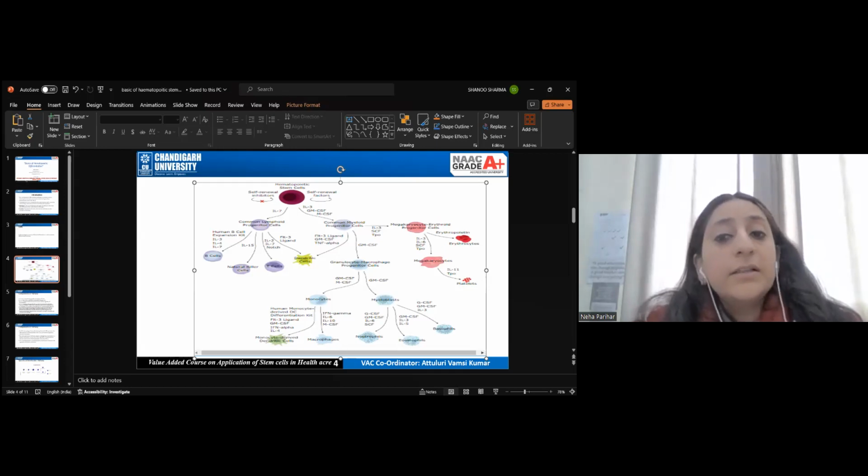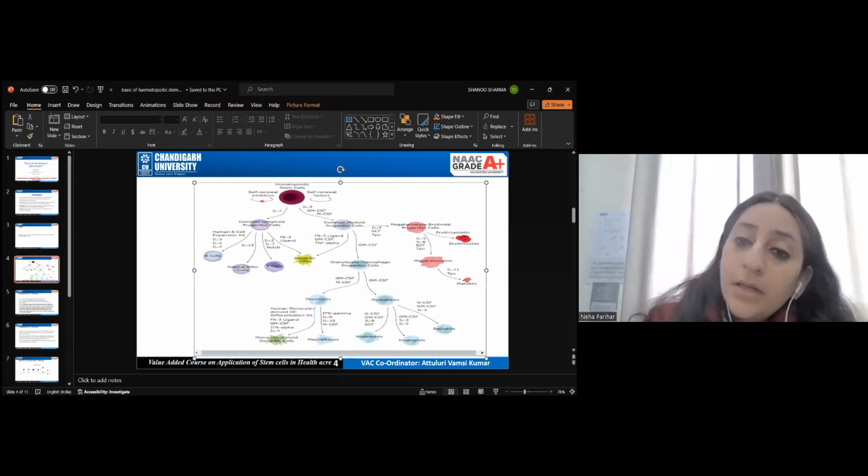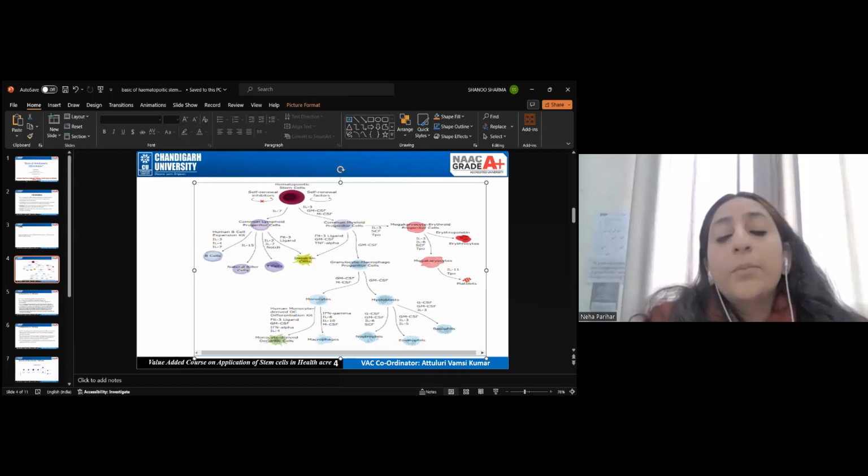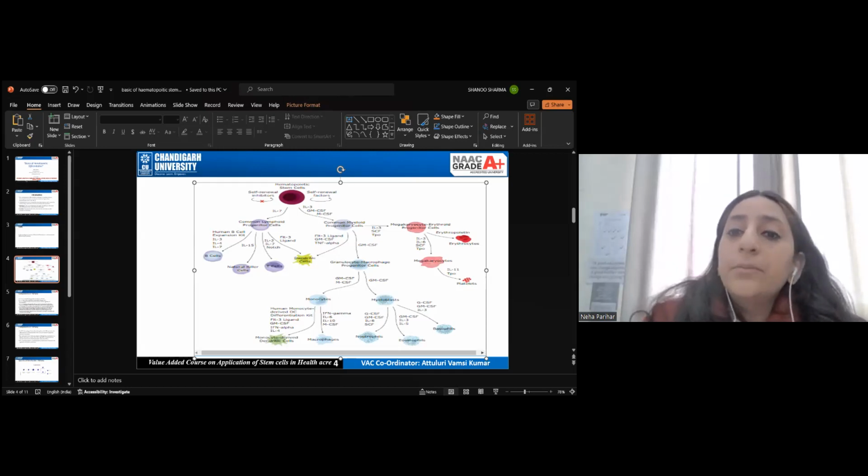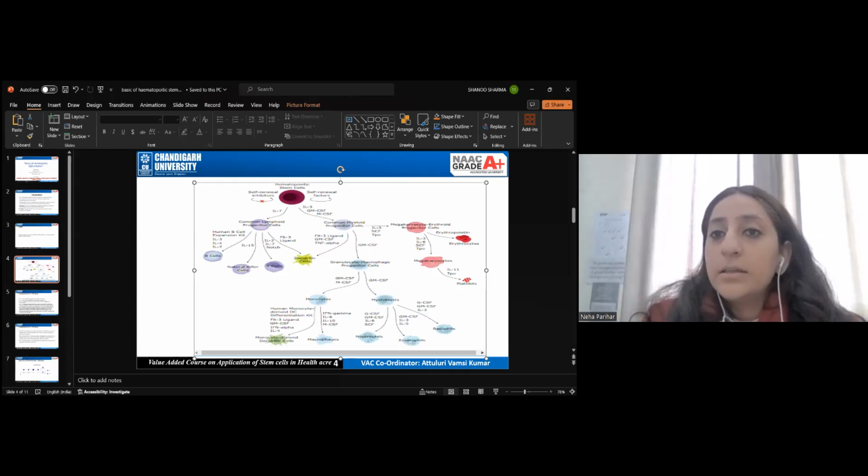Now we have the next series, that is myeloblast. In the myeloblast, the same interleukins and the same clonal stimulating factors are helpful for the proliferation and for the regulation of the cells. With the help of these components, neutrophils, eosinophils, and basophils are formed. Now there is one more series here.